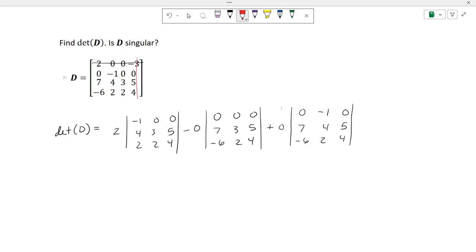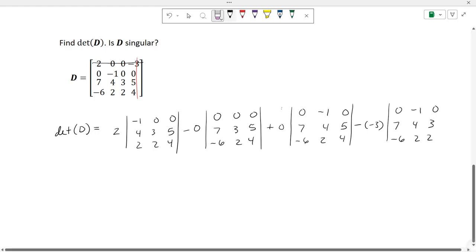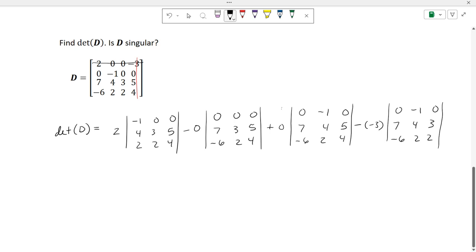So cross out the last column. We went plus, minus, plus, so this one's going to be minus again. And -3 is the number that was crossed out twice. Then the leftover numbers form the matrix 0, -1, 0, 7, 4, 3, -6, 2, 2. Make sure you're using bars because these are determinants we're finding, not just a matrix. Okay, so that one is 0, just because of the coefficients.